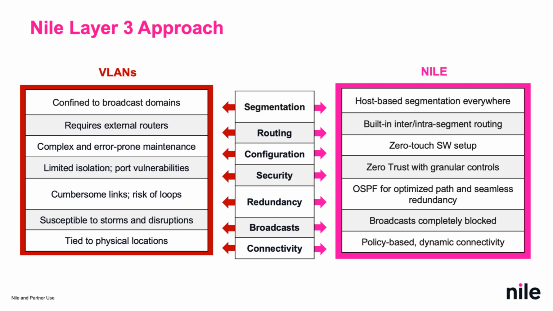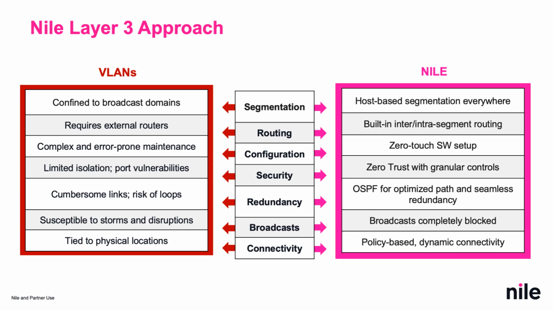Broadcast storms, a common problem in VLANs, can disrupt network performance and reliability. With Nile's Layer 3 network, broadcasts are completely blocked, creating a stable, predictable, and efficient network environment. Finally, VLANs tie connectivity to physical locations, making networks rigid and unable to adapt to changing requirements. Nile's policy-based dynamic connectivity allows networks to adapt in real time, providing flexibility and agility to meet modern demands.